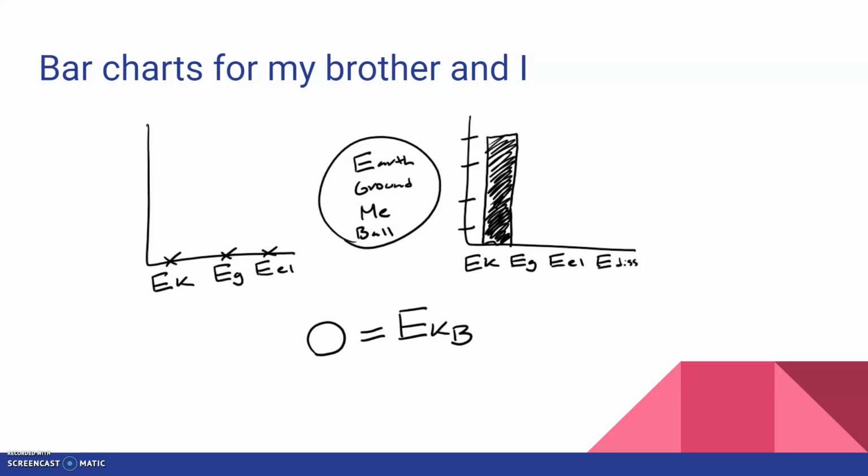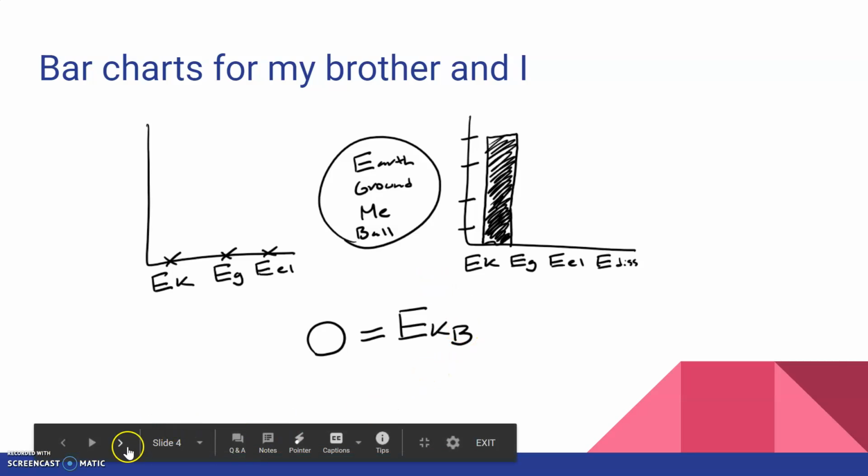So all of us have EK. We never really leave the ground, nor do we have elastic energy, nor really dissipate energy. We're not counting that. And so we have 4 bars EK, and then our equation really is just 0 equals EKB. And while this is for me, this applies for him as well.